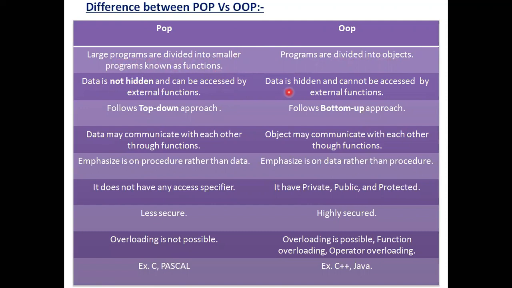But in object-oriented programming, data is hidden and cannot be accessed by any external function. Once you declare the data members in the declaration part inside the class, those data members can be accessed by only the public member functions. An outside member and a non-member function cannot access those data members. This facility is achieved by using the access specifiers called private, public, and protected.